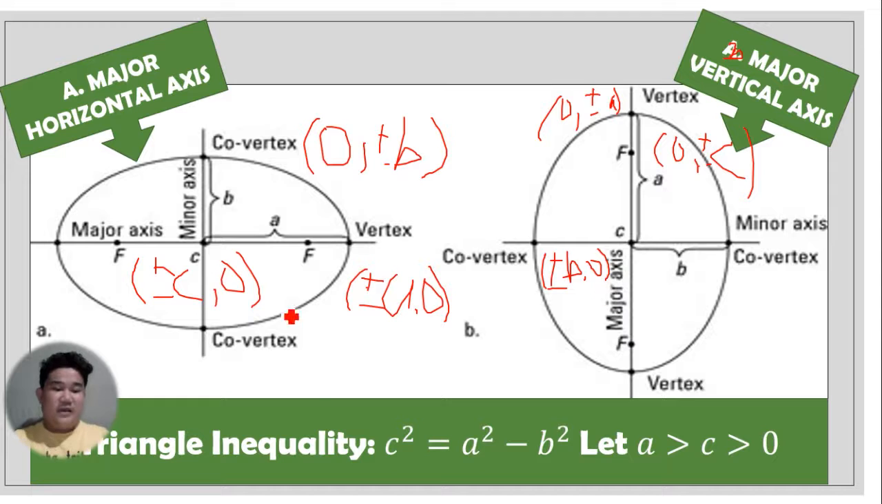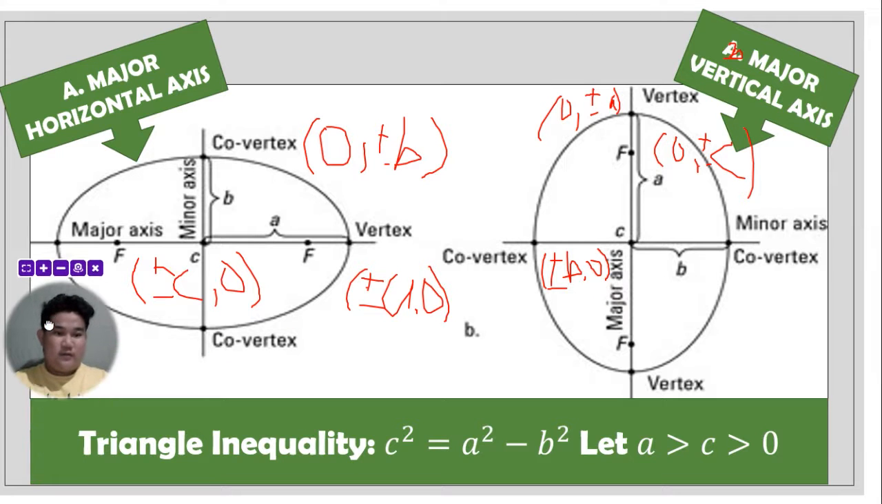We have also the triangle inequality, that is c squared equals a squared minus b squared, and we let a be greater than c, that is greater than 0.